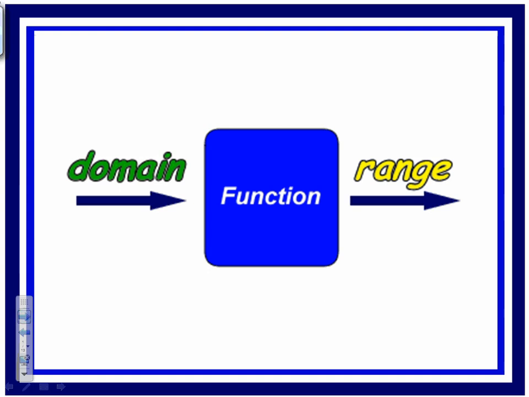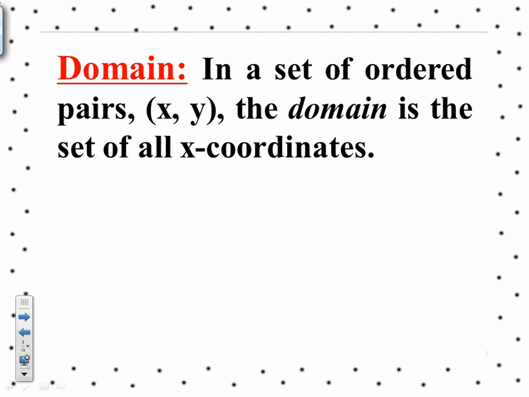So, domain is a set of ordered pairs X and Y. The domain is the set of all X coordinates. So domain would be X, and we talked about that today.